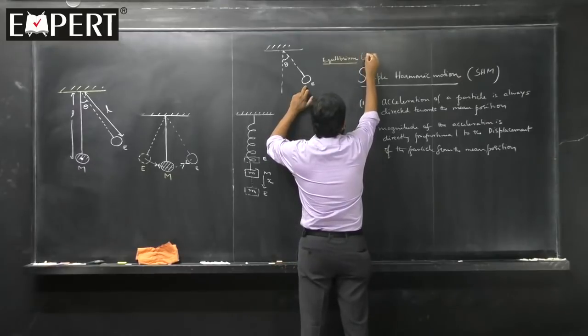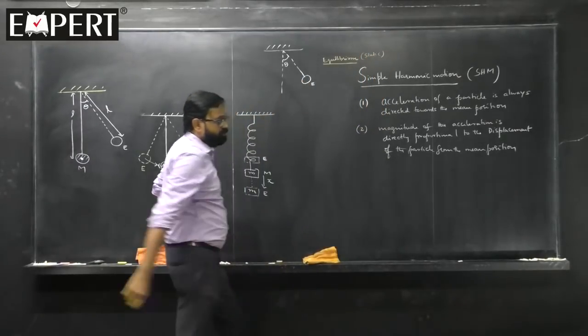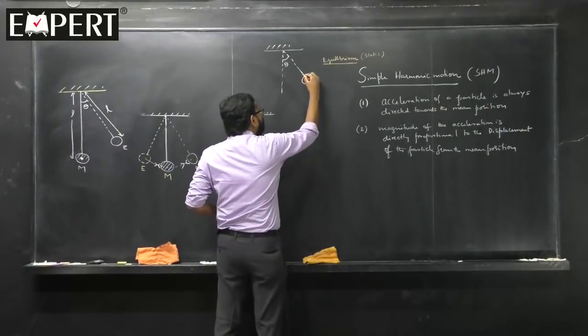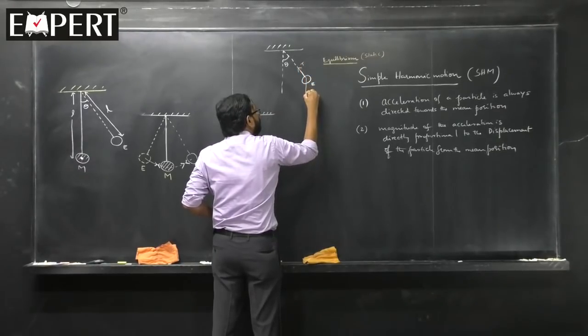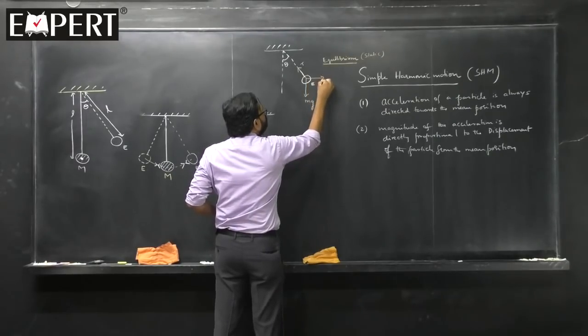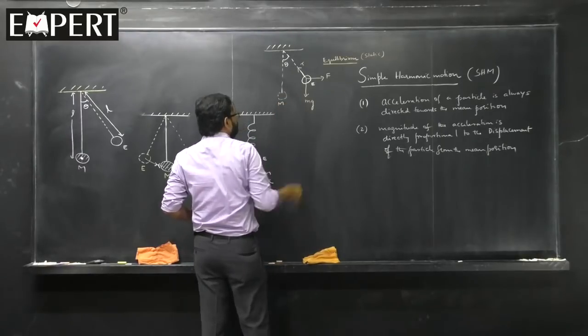The bob is held at this extreme position, means it is at rest. How many individual forces are acting on the bob? 3. One is the tension, one more is the weight mg, and one more is the force with which you have pulled the bob to an extreme position, correct? This is the mean position.